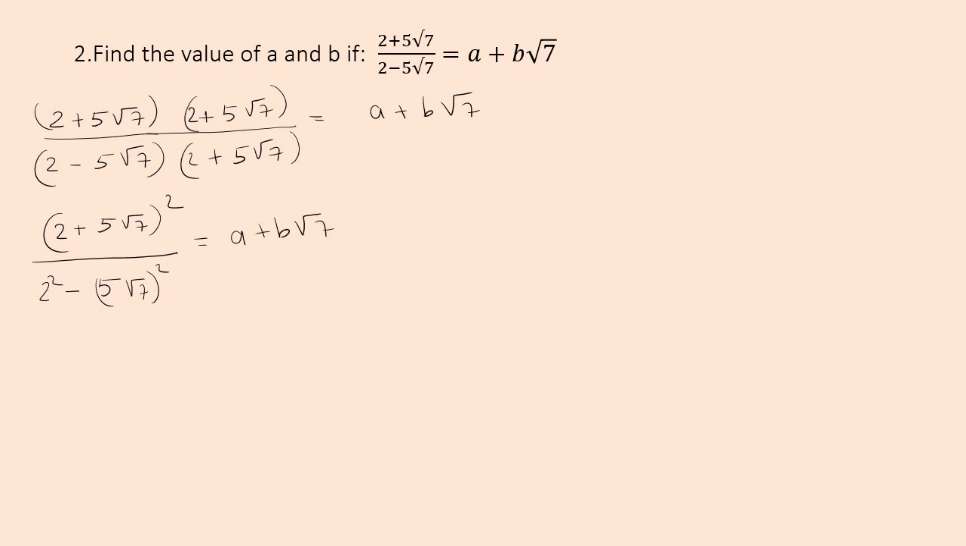Now you expand the LHS, the numerator. A plus B whole square is A square, that is 2 square, plus 2AB, that is 2 multiplied by 2 multiplied by 5 root 7, plus B square, that is 5 root 7 whole square, upon A square, 2 square, that is 4, minus 5 root 7 square, that is 5 square is 25 multiplied by root 7 square is 7.